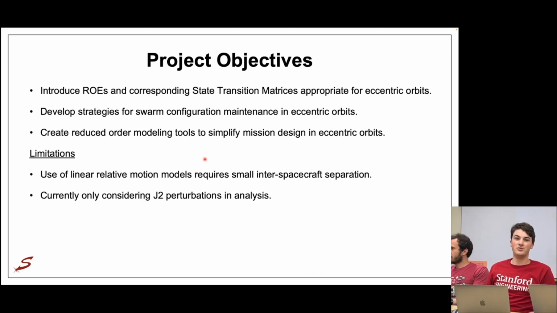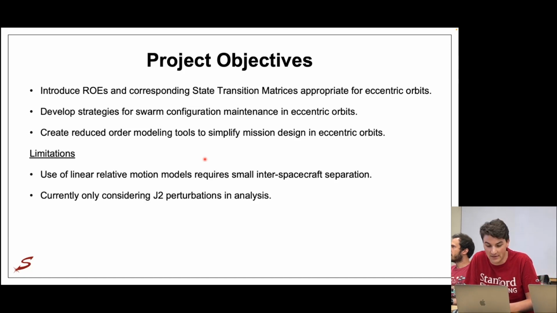The limitations of this work is that I rely heavily on the use of linear relative motion models in order to reduce the order of the model, which requires small interspacecraft separation. So that's one limitation. And so far, I'm only considering J2 perturbations in this analysis. That could potentially be expanded to include additional perturbations in the future, but for now, just J2.